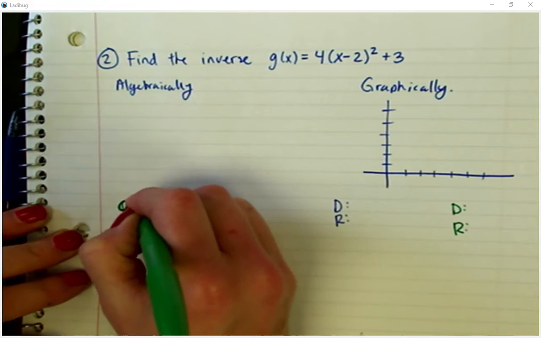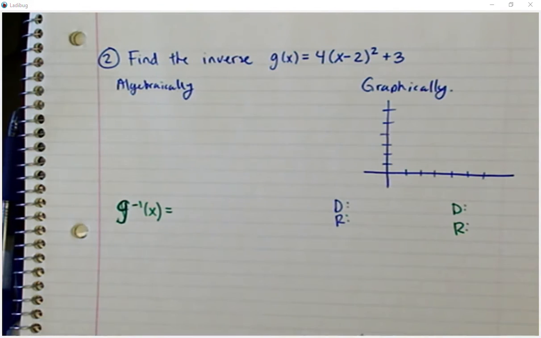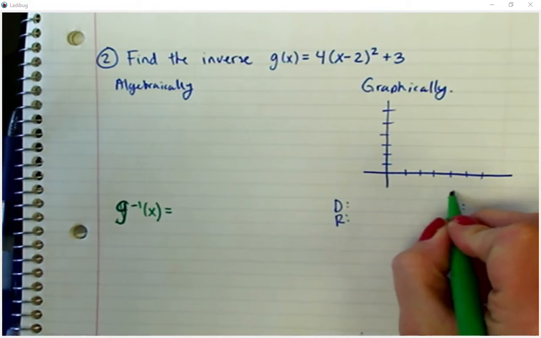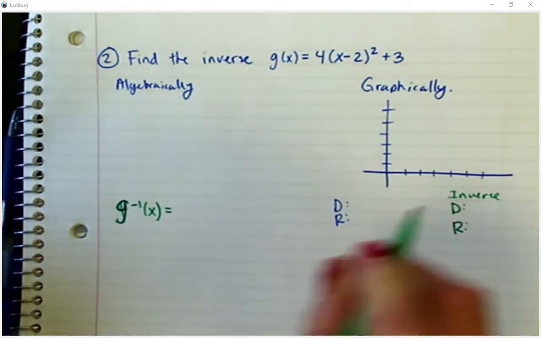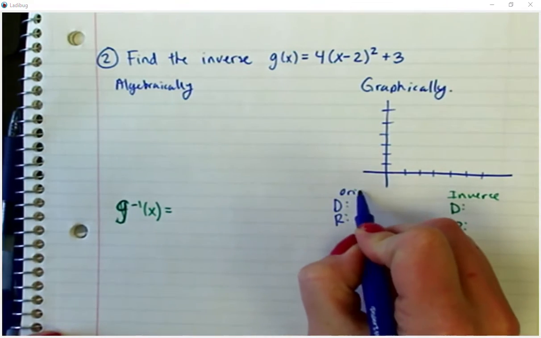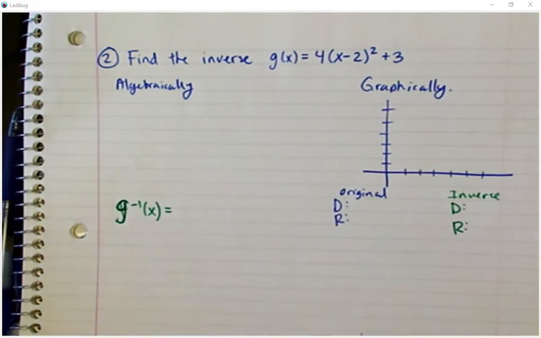There you go. G. Okay. So green is for the inverse, and blue is for the original. You can start on either place. You want to do it graphically first, do it graphically first. Do algebraic first, do algebraic.